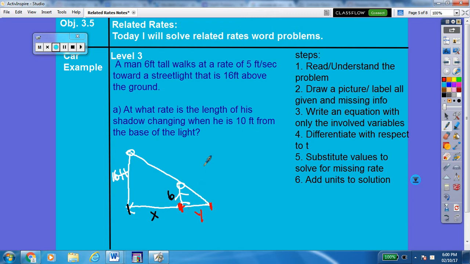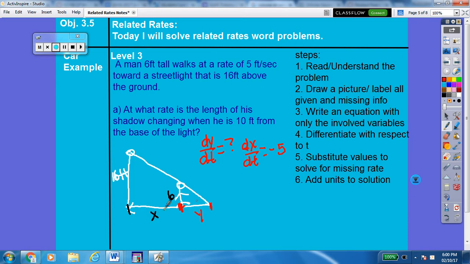So the length of the shadow is y, therefore we are looking for dy/dt. Given, of course, would be dx/dt, which is 5 feet per second. And I'm going to put a negative because he's walking towards the light, which means x is getting smaller. So that's going to be important.